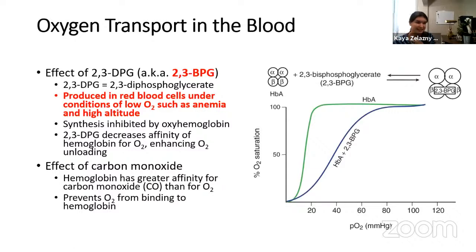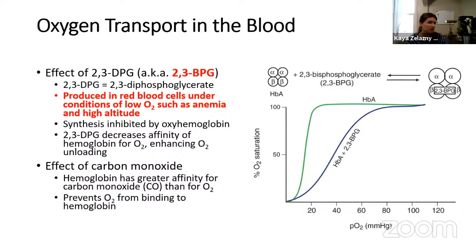So our next factor that affects this is this molecule 2,3-DPG or 2,3-BPG. For our purposes, we can consider those equivalent. We don't need to know this name, but it's diphosphoglycerate. So 2,3-diphosphoglycerate is produced in red blood cells when there's low oxygen. So different things can cause low oxygen. Anemia can cause low oxygen, right? That's actually kind of our definition of anemia, is that we're not able to carry enough oxygen.